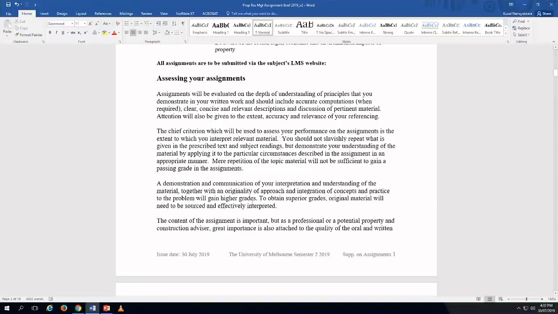You can just do it to get the pass mark. If you meet all the assessment criteria, yes, you will pass. But to get the higher grade, you need the higher quality. Right? That's what it says.